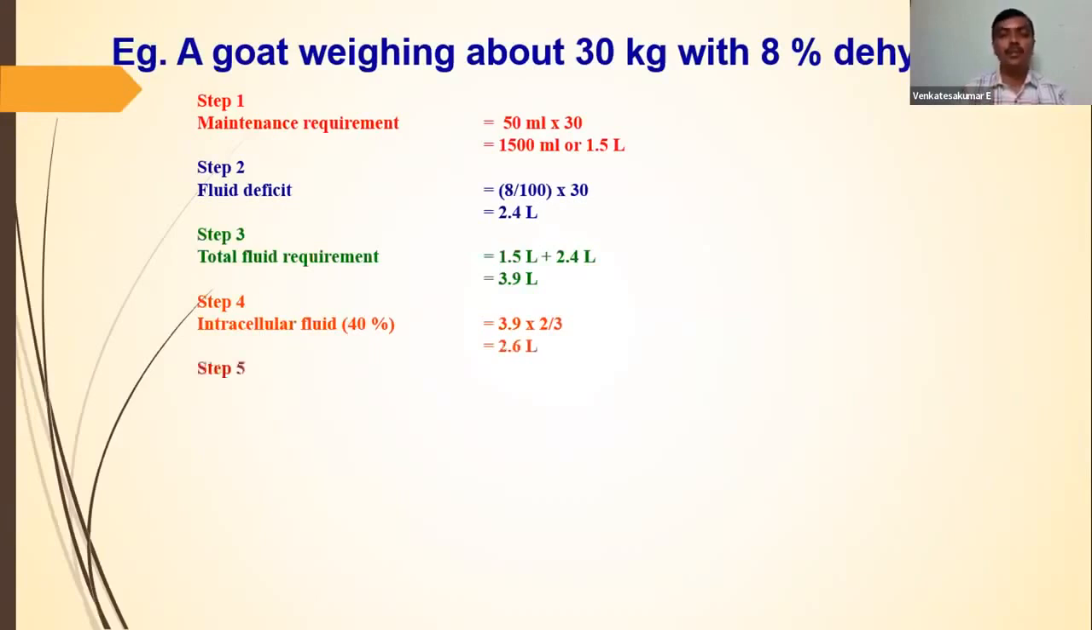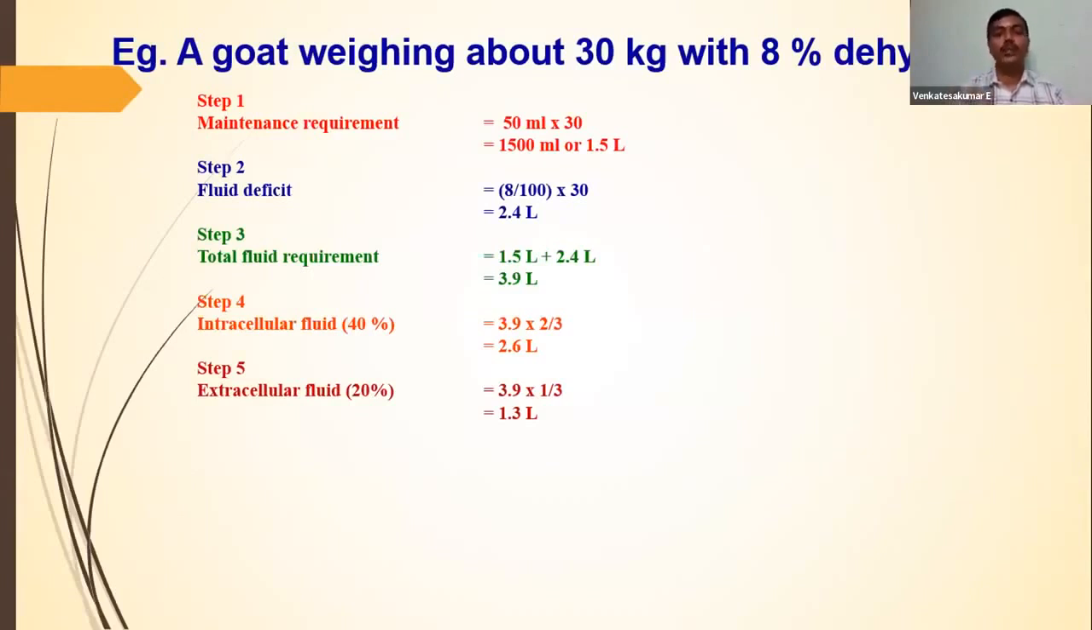Then come to step 5. We are going to calculate the extracellular fluid: 3.9 liters divided by 1/3. That's a 20, so that is accounting 1.3 liters. This 1.3 liters you have to take into your mind. That should be given within 4 to 6 hours. Why I am stressing is this is a very simple technique. At the end, I will tell you a simple technique, a thumb rule, for fluid therapy.